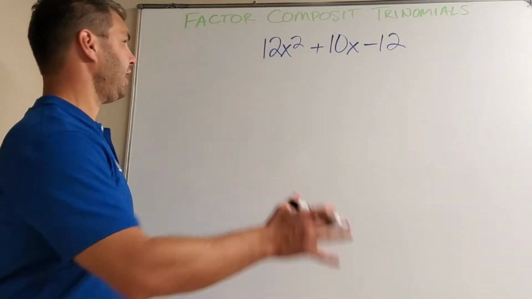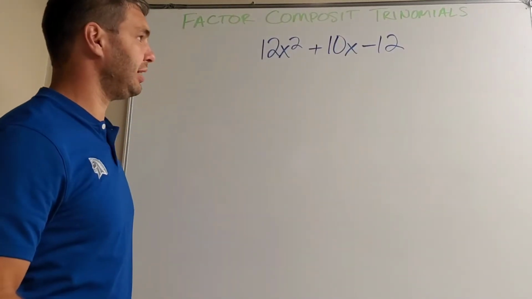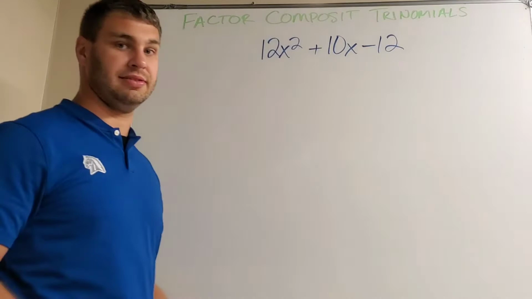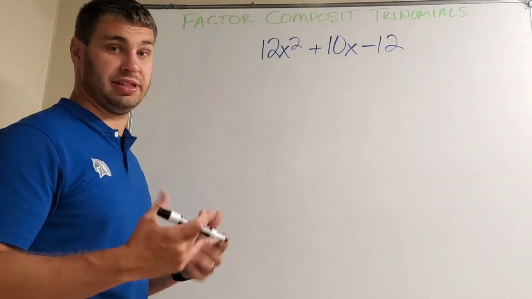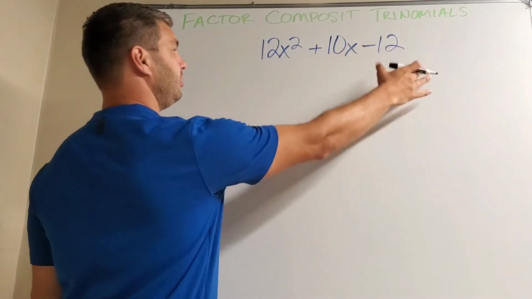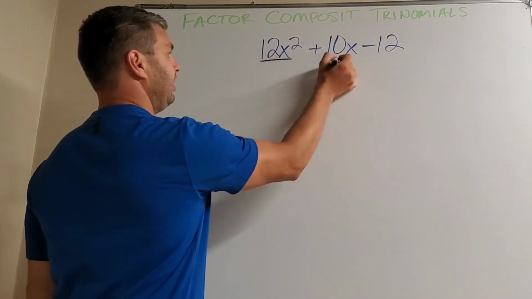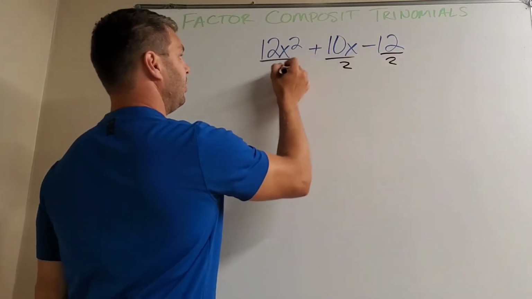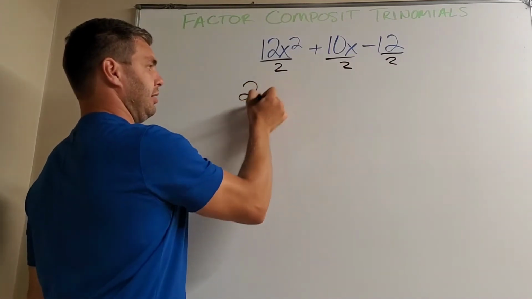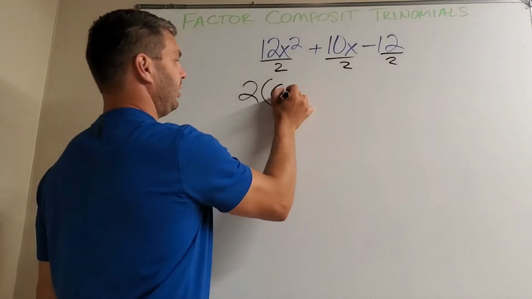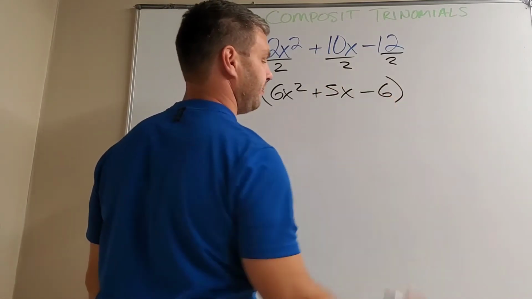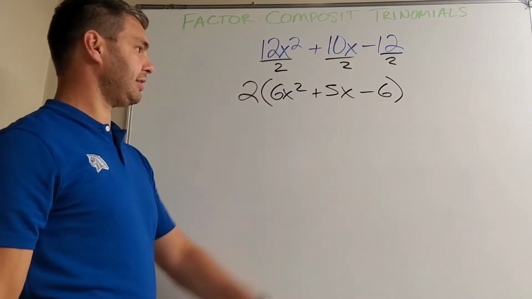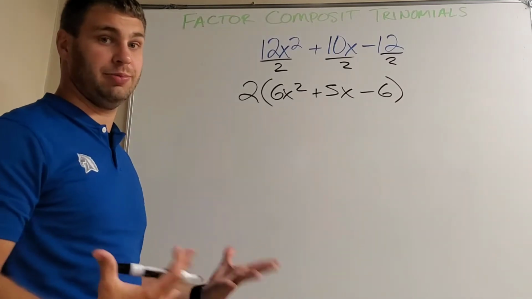In this problem, we have the trinomial 12x squared plus 10x minus 12, and we're asked to factor this. Okay, so first thing I noticed right away is that we have a GCF, a greatest common factor of 2. Those are all even, so I can divide them each by 2. And when I do that, that leaves me with 6x squared plus 5x minus 6. Okay, so this 6x squared plus 5x minus 6 is what I'm really focused on.